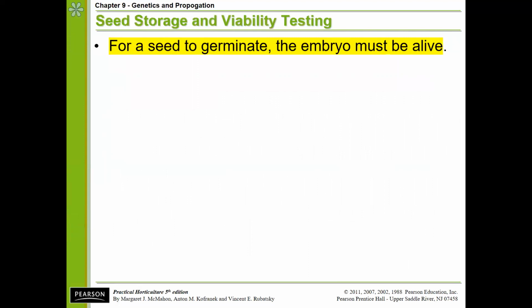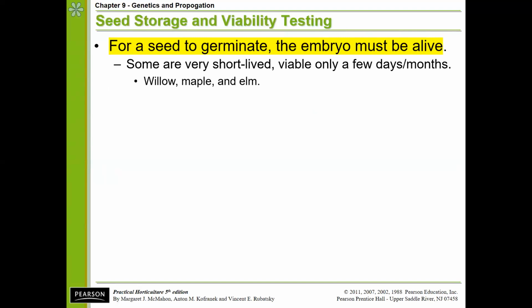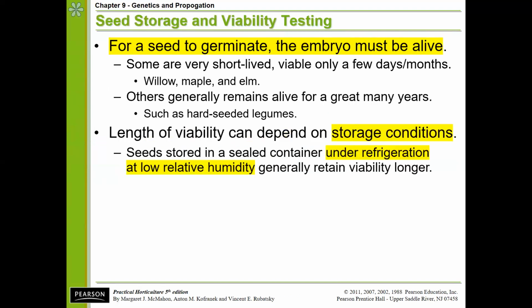For a seed to germinate, of course, the embryo has to be alive, and in some cases, embryos can be very short-lived and only viable for a few days after they drop, or months. All seeds reduce viability over time, and that's going to depend on your storage conditions. There are half-lives of seed listed out there for a lot of crop varieties that basically say how long it's going to take for that germination percentage to be reduced by half.